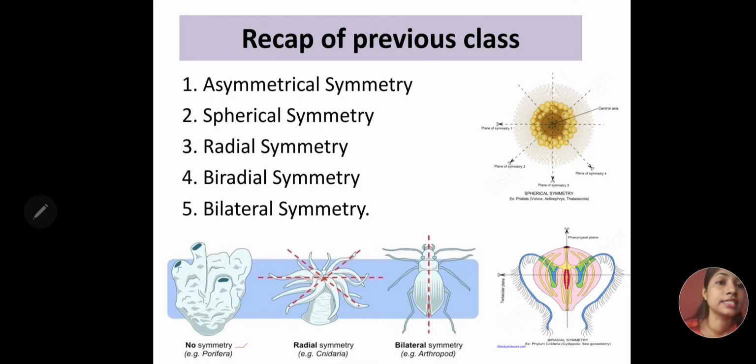And then the next type was biradial symmetry, which is a combination of both radial as well as bilateral symmetry, which is seen in cnidarians. And the last one was bilateral symmetry, that is when cut along one single plane gives rise to two equal halves, as seen in most animals including human beings, insects, etc.